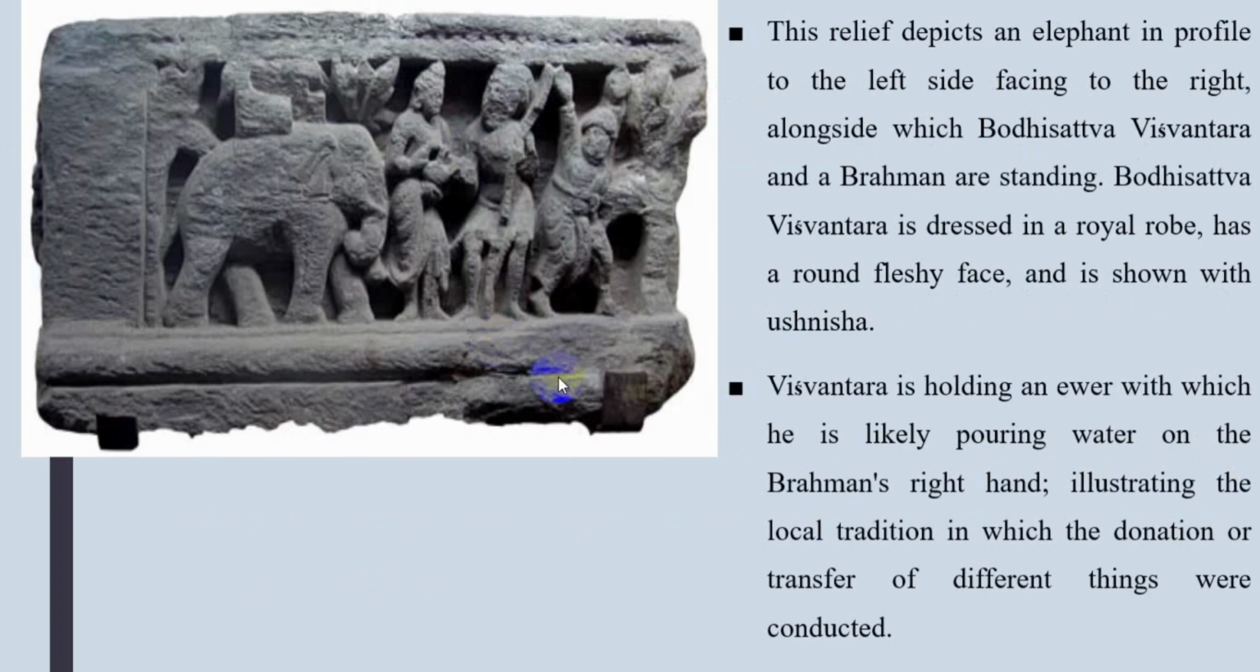This relief depicts an elephant in profile to the left side, facing to the right. Alongside the elephant are Bodhisattva Vishwantara and a Brahman standing. Bodhisattva Vishwantara is dressed in a royal robe and has a round fleshy face and is shown with an ushnisha over the head. Vishwantara is holding an ewer with which he is likely pouring water on the Brahman's right hand, illustrating the local tradition in which the donation or transfer of different things was conducted.